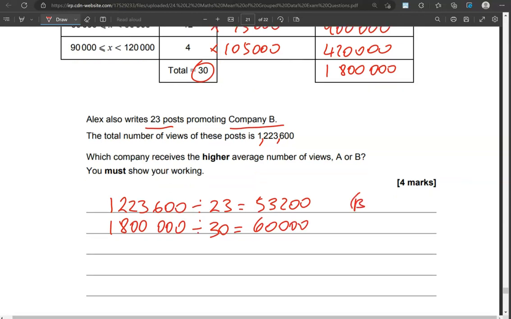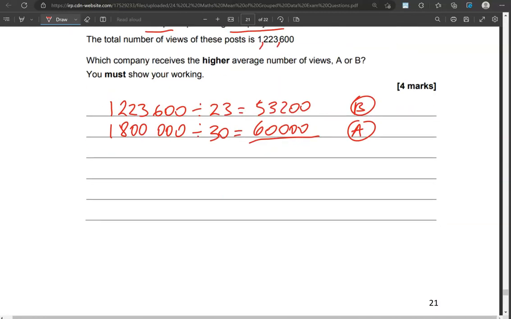This is company B and this is company A. So which company receives the higher average amount of views, A or B? We're going to say A because 60,000 is greater than 53,200. So we're going to say company A.